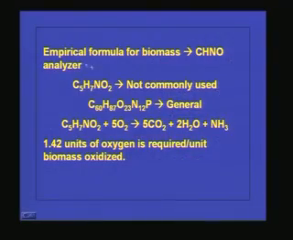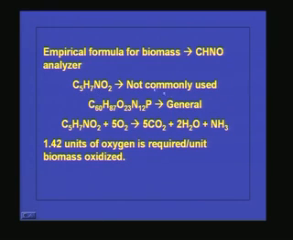So, the empirical formula for biomass is reported like this: C5H7NO2. So, how can we get this one? This is based upon the CHNO analyzer, the carbon, hydrogen, nitrogen, oxygen analyzer. You take the cell or the biomass and analyze for the percentage of carbon, hydrogen, nitrogen and oxygen present using the CHNO analyzer. Then we can make an empirical formula.